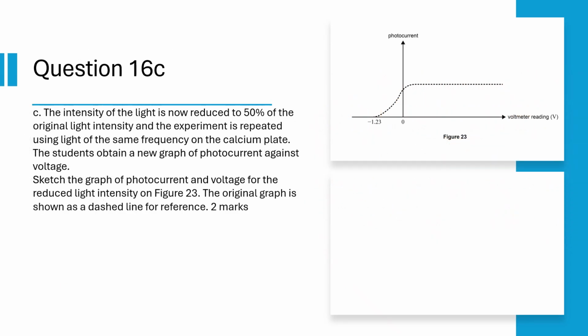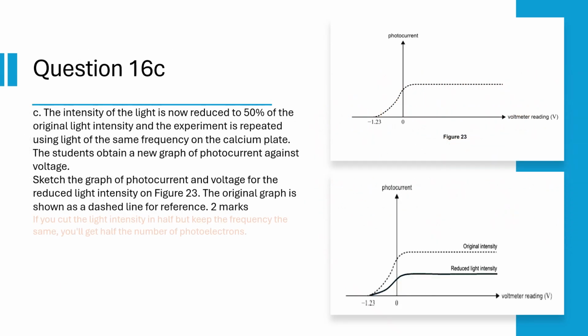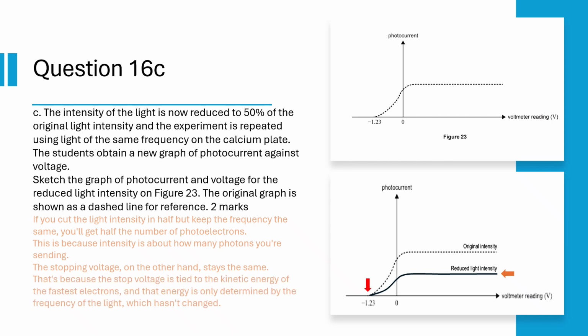If you cut the light intensity in half, but keep the frequency the same, you'll get half the number of photoelectrons. This is because intensity is about how many photons you're sending. The stopping voltage, on the other hand, stays the same. That's because the stopping voltage is tied to the kinetic energy of the fastest electrons, and that energy is only determined by the frequency of the light, which hasn't changed.